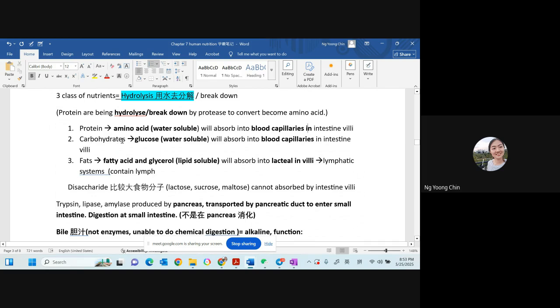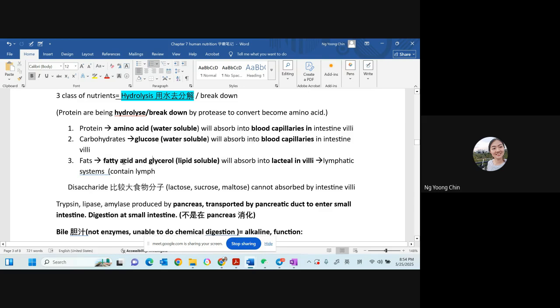Carbohydrates will be broken down by the amylase and the maltase, then they will become glucose. So glucose will be absorbed into the blood capillary in the intestine villi. Then how about fats? Fats will be broken down into fatty acid and glycerol.